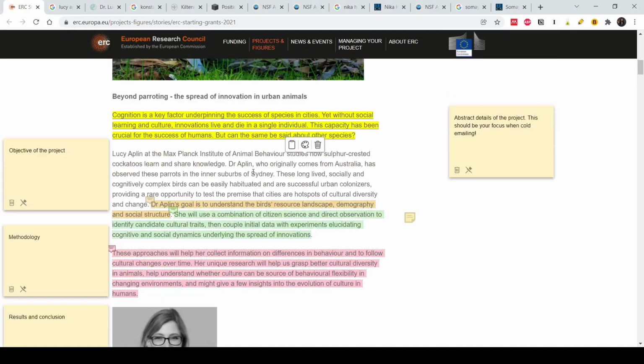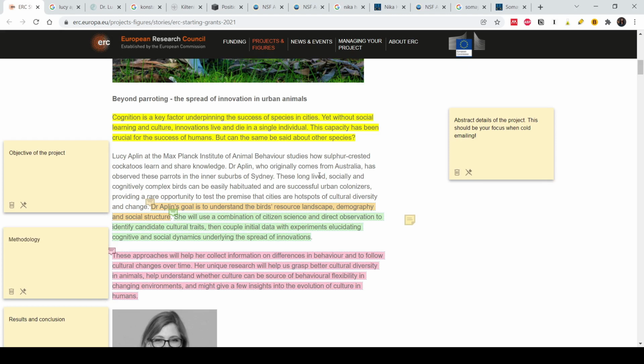This is the abstract, and this is what you should focus on when cold emailing. She's been given money to work on this particular project. So this project is what is of interest to you. Now let's break this down to know how to send the cold email and to know what she's looking for.